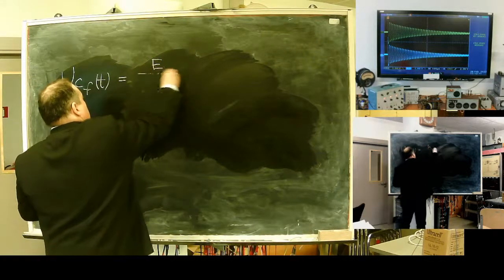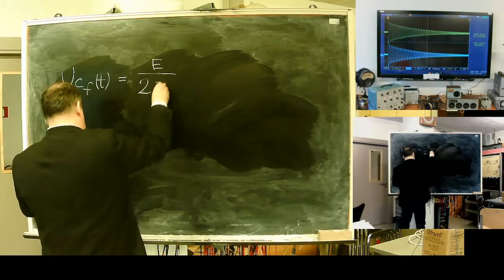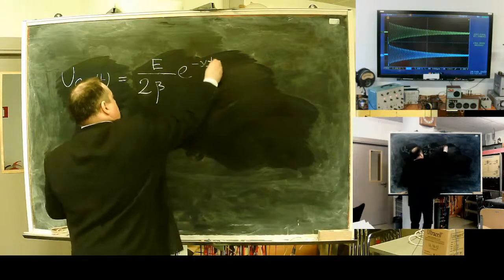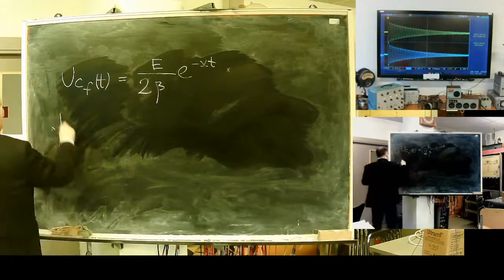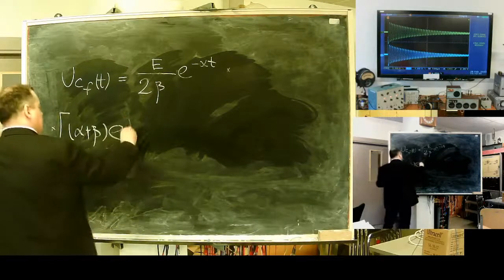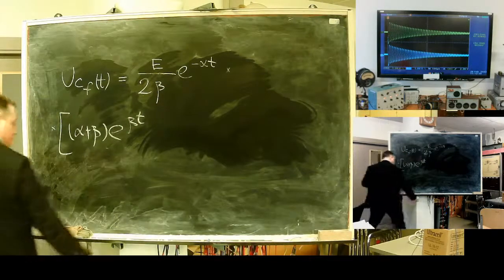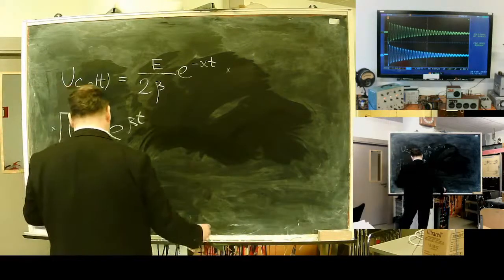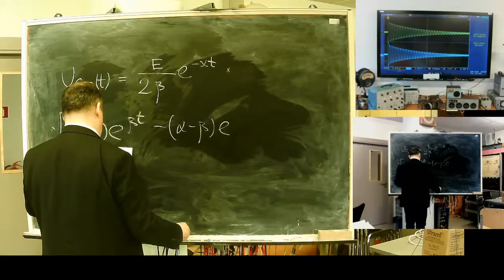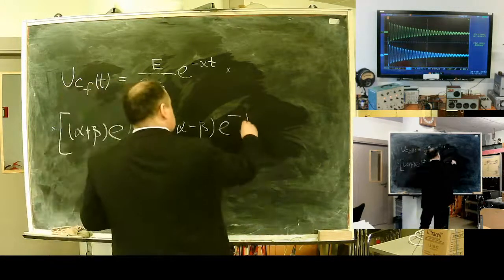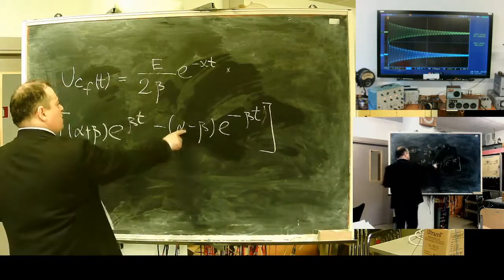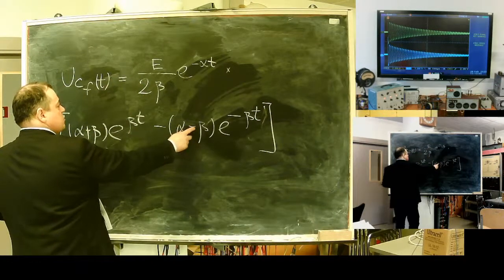It is E divided by double beta, e to the power minus alpha t, multiplied by alpha plus beta e to the power beta t minus alpha minus beta e to the power minus beta t. Wait, one second. In the previous formula, there should be a plus.